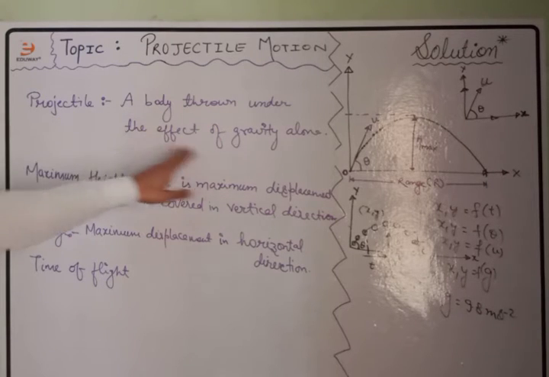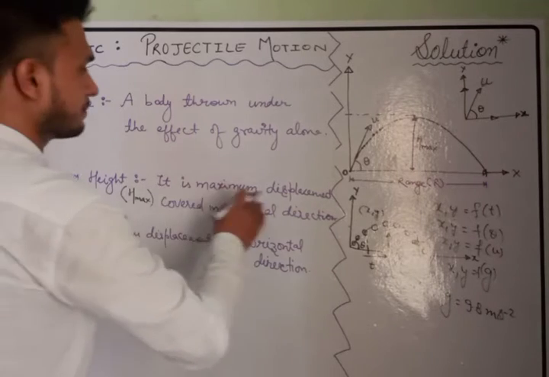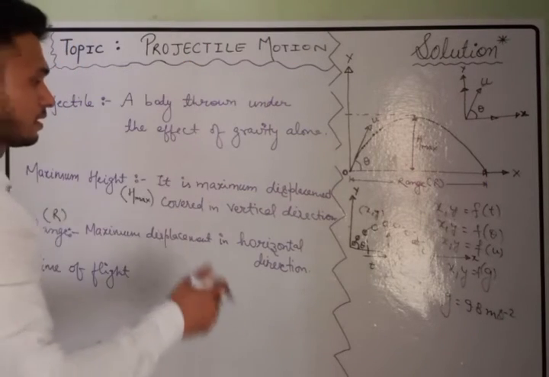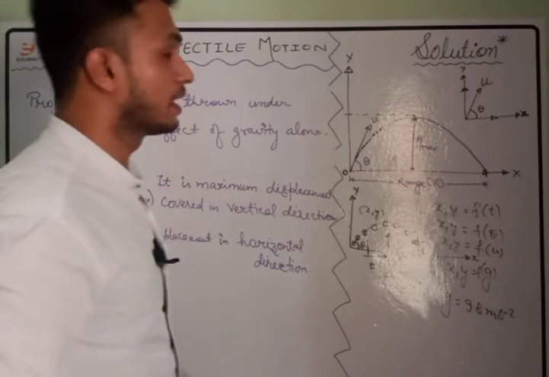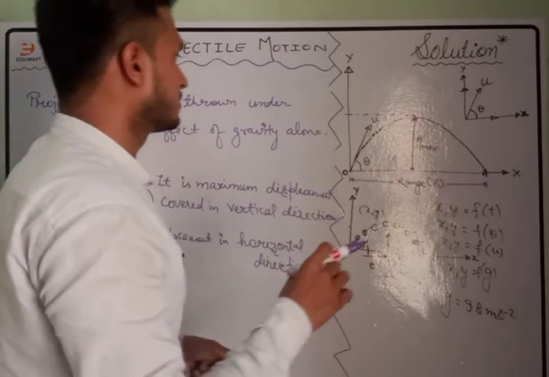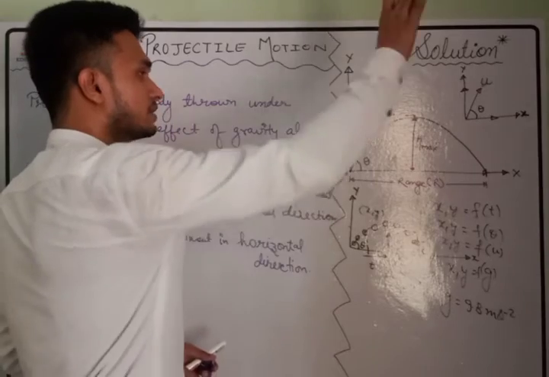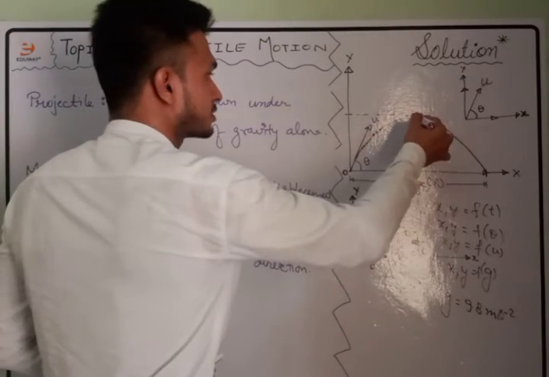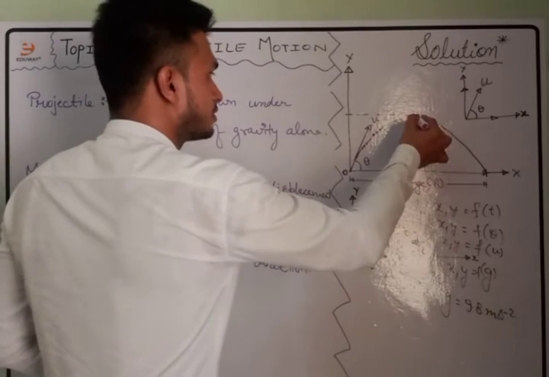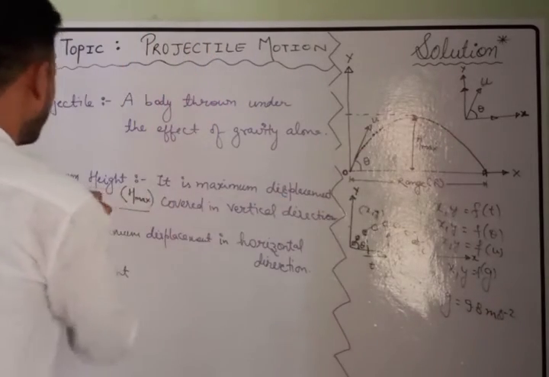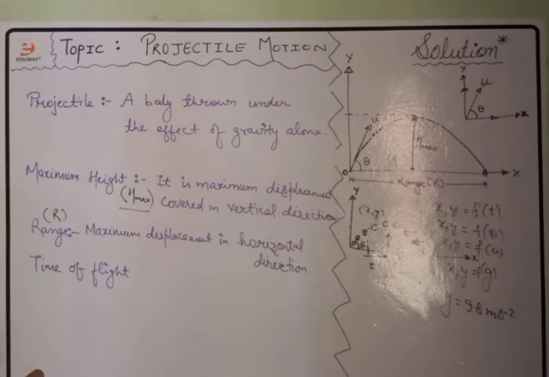We already know what a projectile is: a body thrown under the effect of gravity alone is a projectile. What is maximum height? It is the maximum displacement in the upward or vertical direction, and we will represent it with h max. When someone observes, they will find that when you throw something upward, it reaches some maximum height and then starts falling down. The maximum height the projectile covers is called the maximum height, represented by h max.